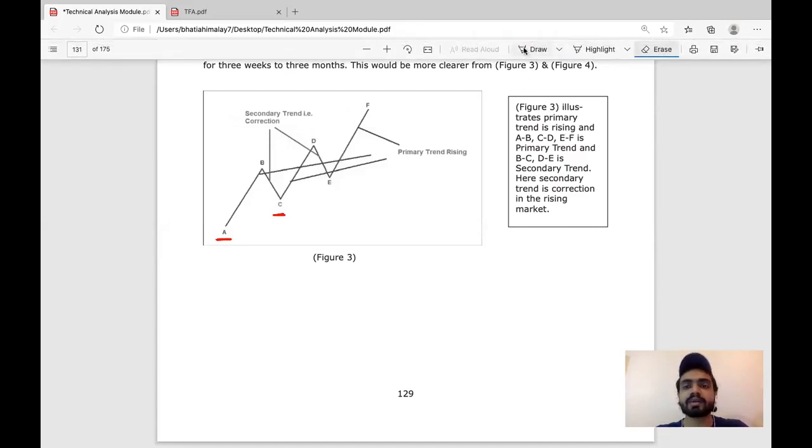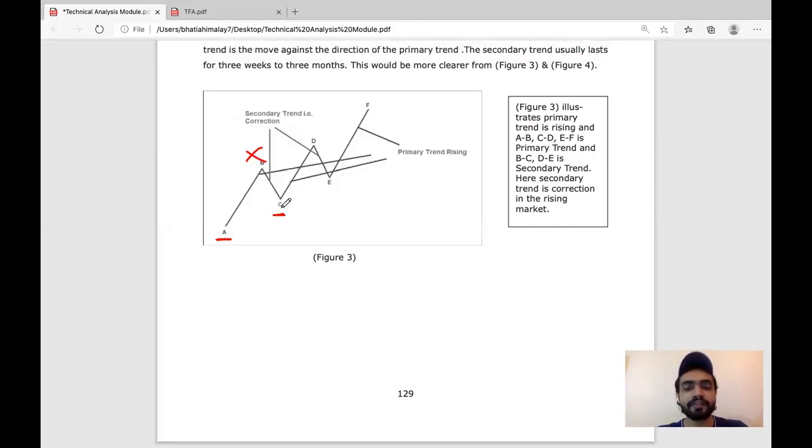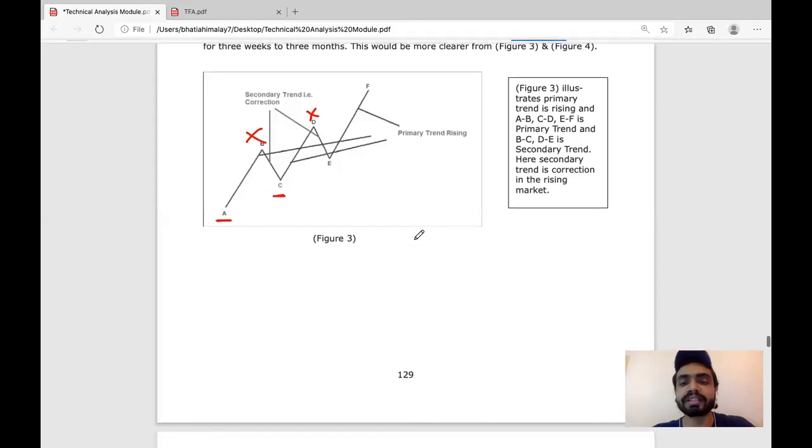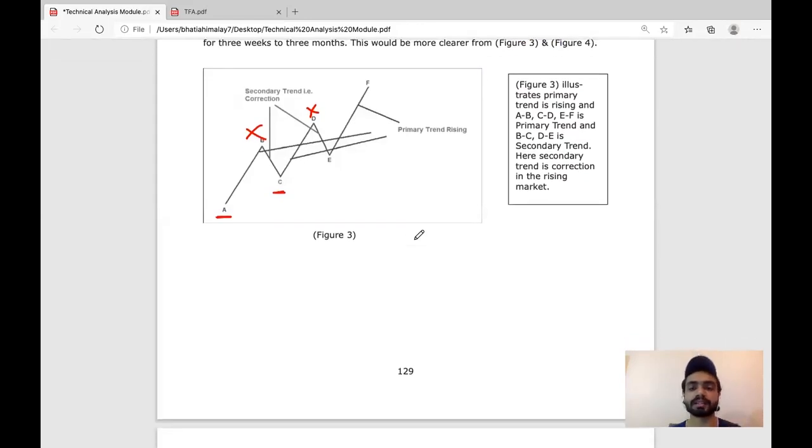Now let's talk about an investor. What might he have done? An investor would have entered at point A, but he will not exit at point B. Again, at point C, if the investor has surplus capital, he will buy additional stocks at point C. Again, at point D, he will not exit. So, when does an investor ideally exit?